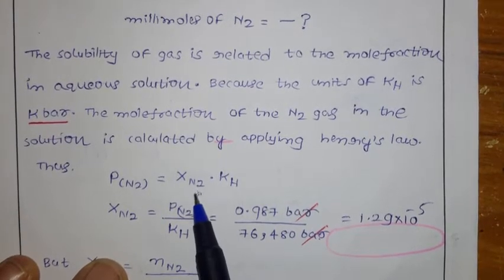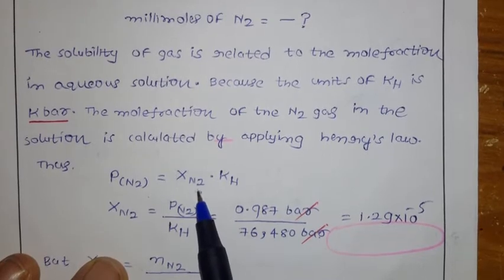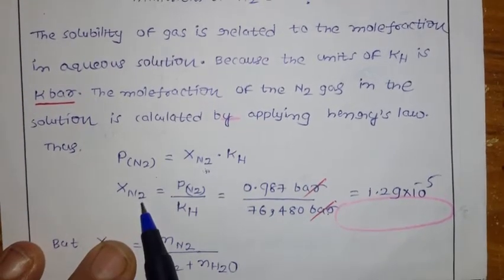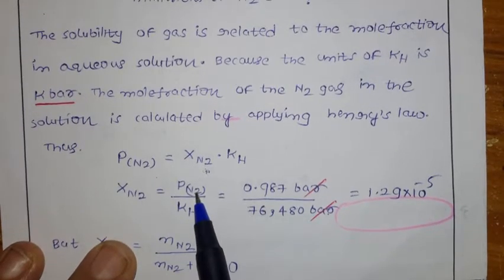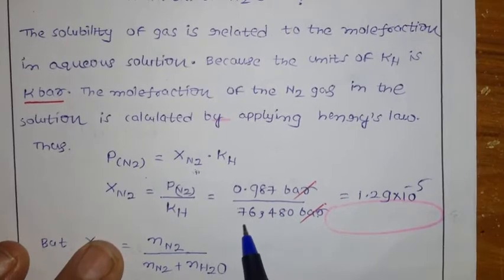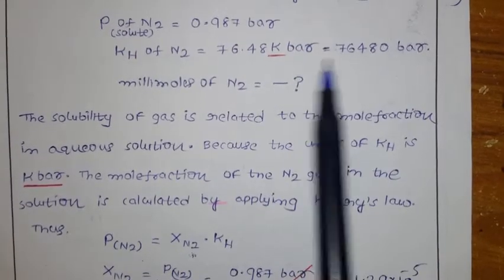So in the equation you are getting: partial pressure of nitrogen equals mole fraction of nitrogen times Henry's constant. So this we have to find out. Already partial pressure of nitrogen is given: 0.987 bar. Henry's constant given here is 76,480 bar. Already we converted, it was given in kilobar, we converted into bar.